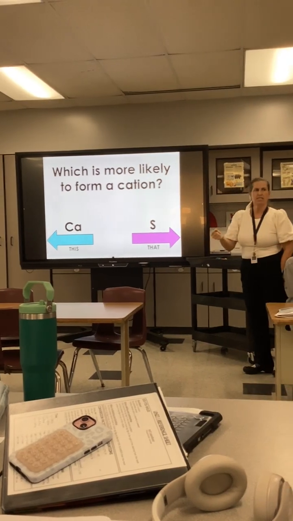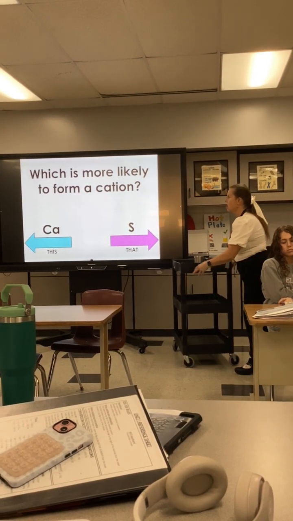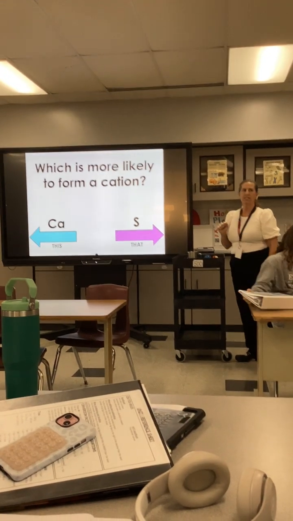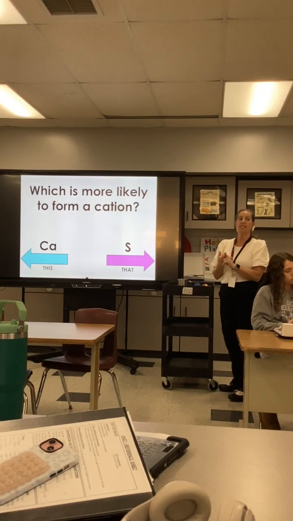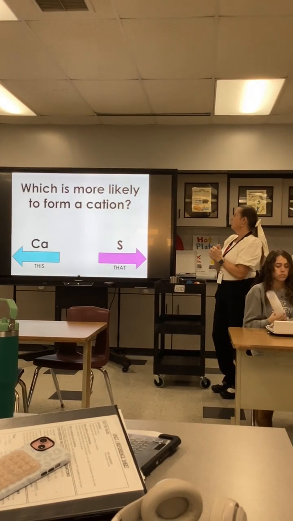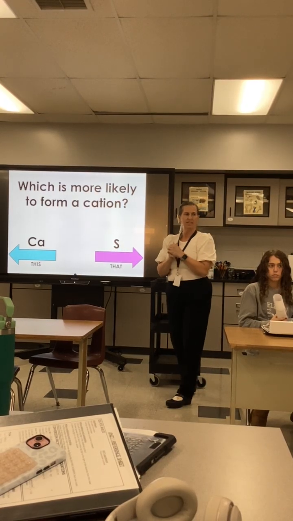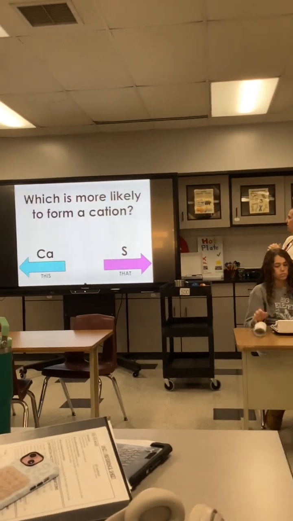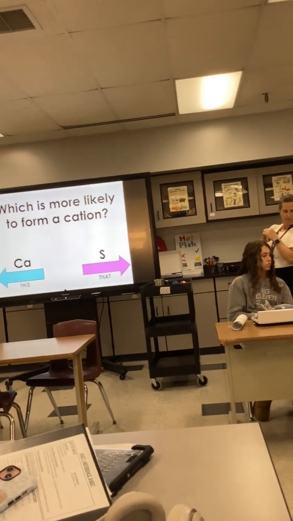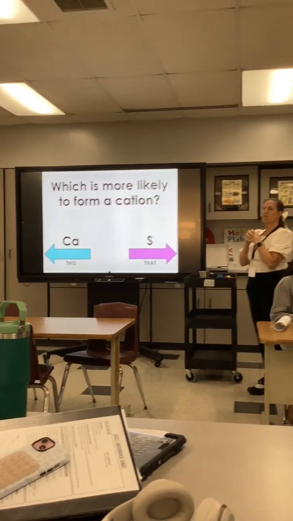Okay, so stay with me here, guys. I know this game feels like it's getting a little bit long, but this is different now. We're not dealing with ionization energy or electronegativity or atomic radius. This one's asking, which one is more likely to form a cation? Helen, maybe help your friends here. Zoe, maybe you can help. Calcium or sulfur?